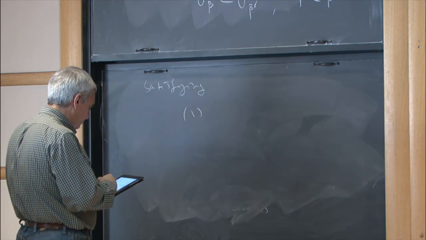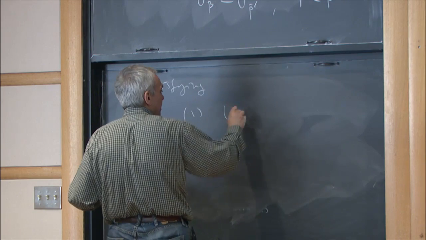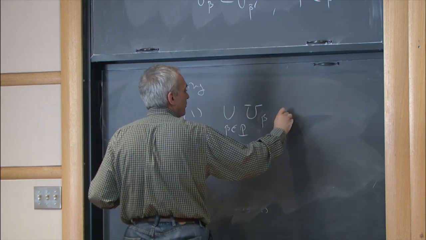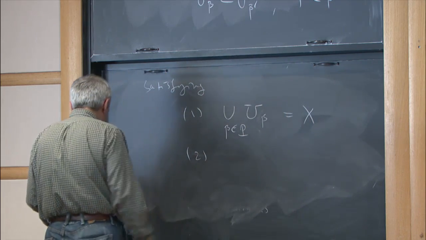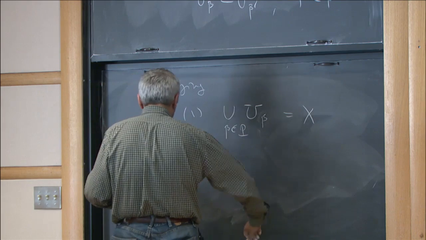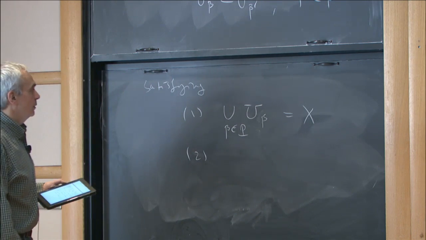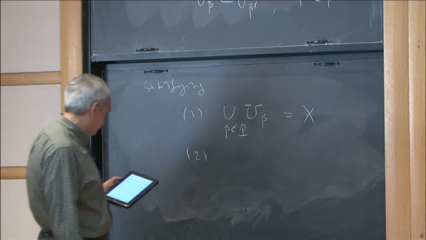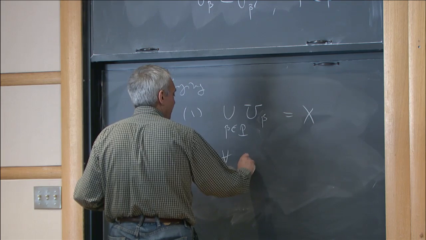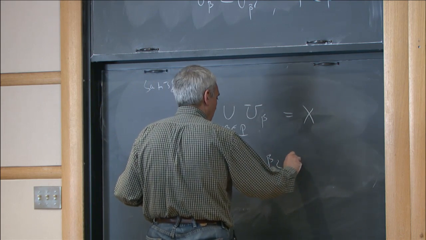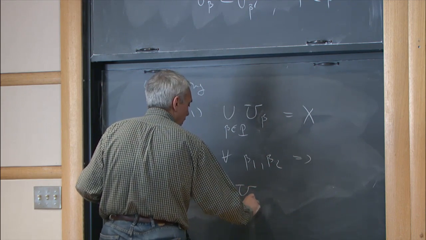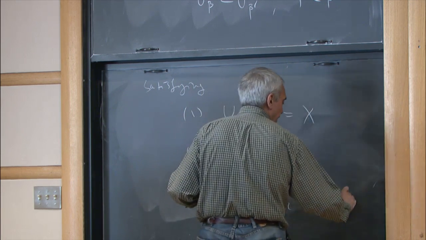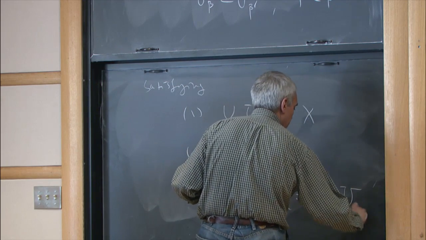Condition one is that it's a cover. And condition two is that the local nerves of the cover are contractible. So it says that for every beta 1, beta 2, the intersection of the two opens is covered by everything that's smaller than beta 1 and beta 2.